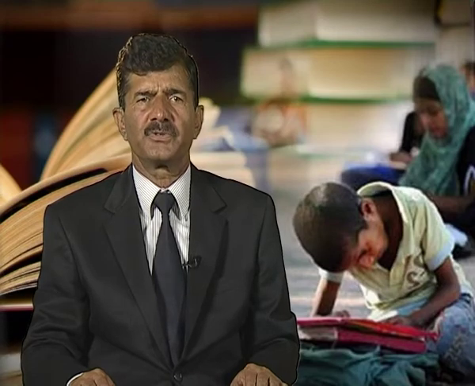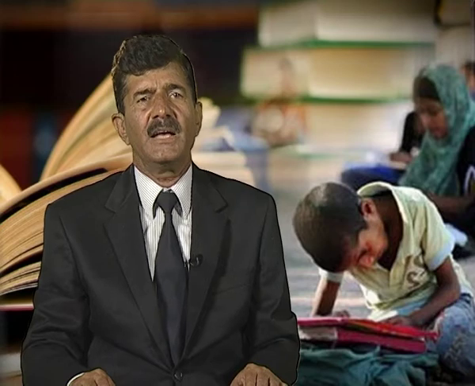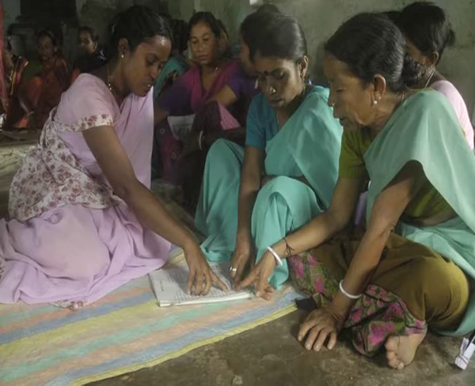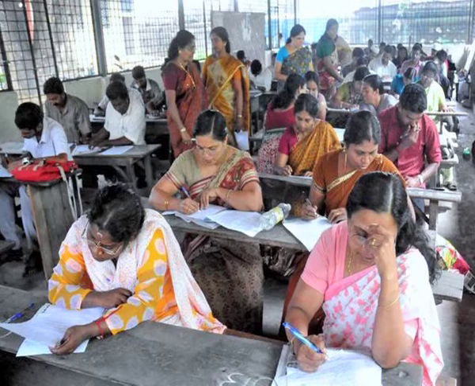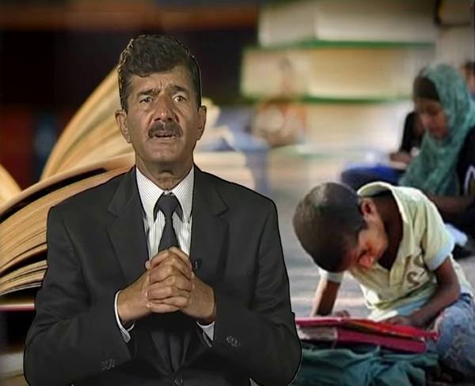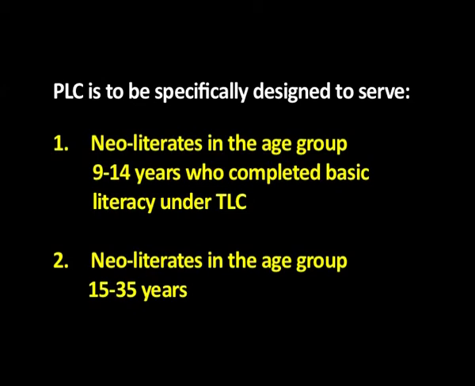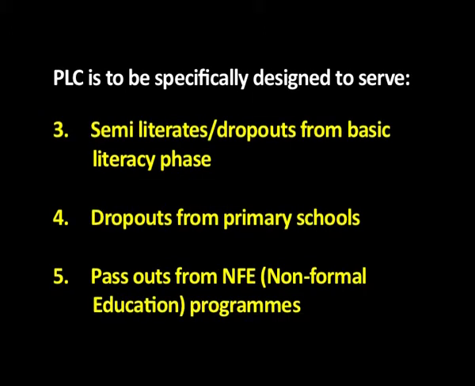Now, let's see who are the target groups for post-literacy. As envisaged by National Literacy Mission, post-literacy program should be open to all who are interested in enriching his or her life through reading and learning. But the post-literacy campaign is to be specifically designed to serve, number 1, neoliterates in the age group 9-14 years who completed basic literacy under total literacy campaign; number 2, neoliterates in the age group 15-35 years; number 3, semi-literates or dropouts from basic literacy phase; number 4, dropouts from primary schools; number 5, pass outs from non-formal education programs.